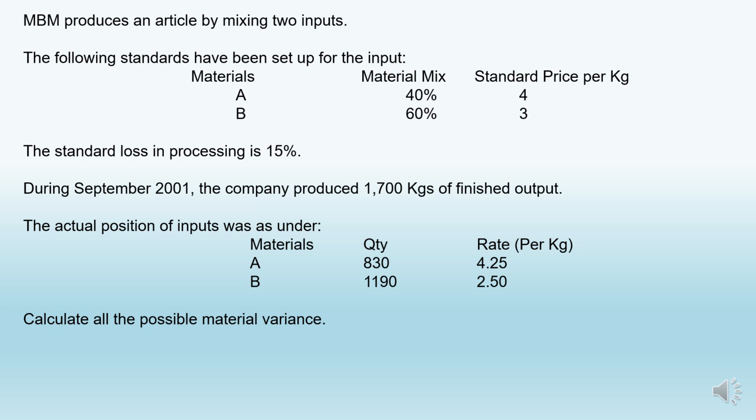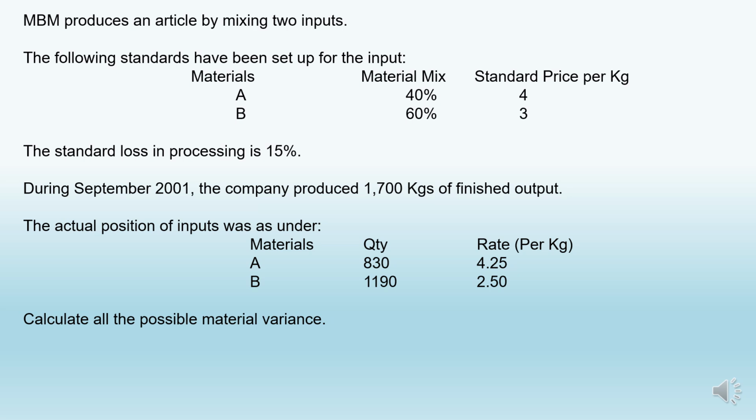They say the standard loss in processing is 15%. My dear friends, in standard costing, let me tell you that we are always looking out for input. So our focus area should be input. Output can be anything. I repeat, output can be anything. It is the input which actually helps us to find out the variances.